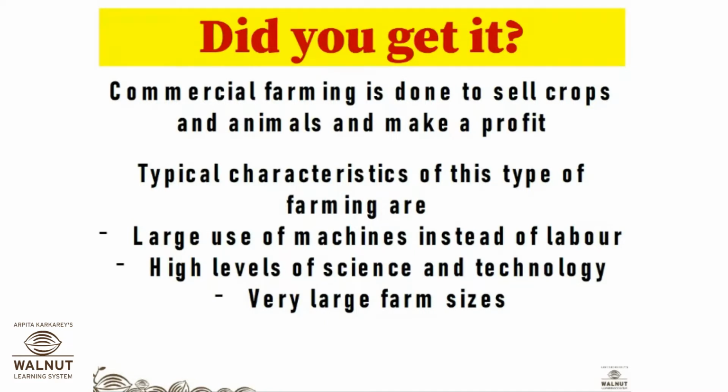And another characteristic of this type is that the farm size is very big, compared to subsistence farming, which is related to family only. But commercial farming is related to all. They can sell in the market and earn more profit. So the farm size is very big. Then machinery is used in this farming instead of labor. In subsistence farming, the labor is the family members only. But in commercial farming, there is large use of machines, because the production is at a very vast level, and high levels of science and technology. So these are the characteristics of commercial farming.